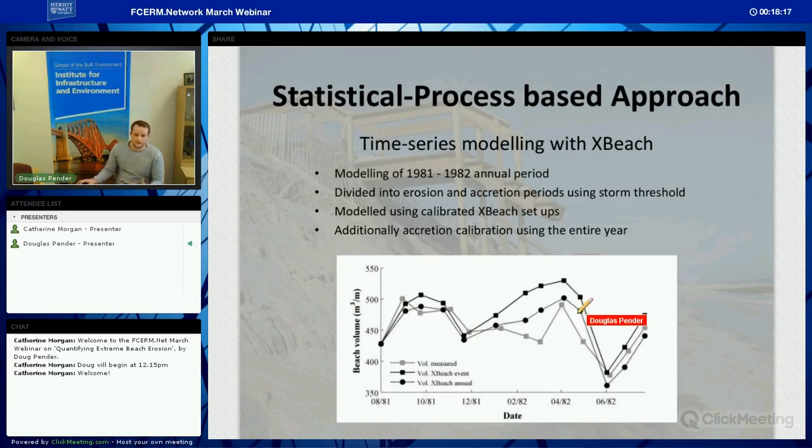So in order to try and get a better representation, we set it up as best as possible to give the best fit to this annual volumetric trend. So the results are actually pretty good. It follows the general trend pretty well, and you can see the erosion and accretion periods in the annual cycle there.